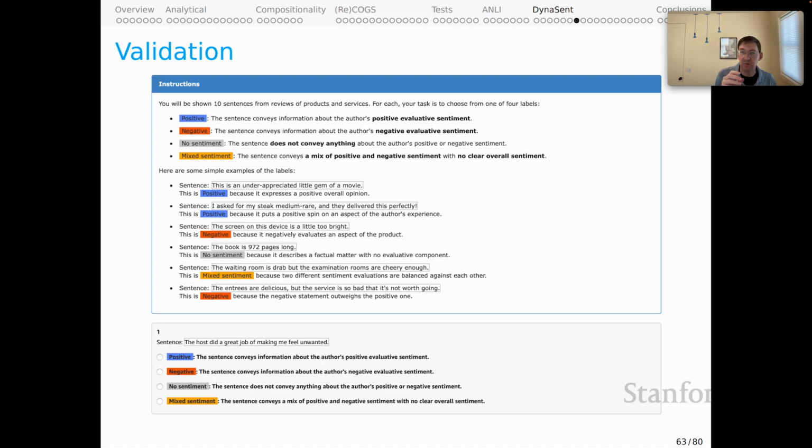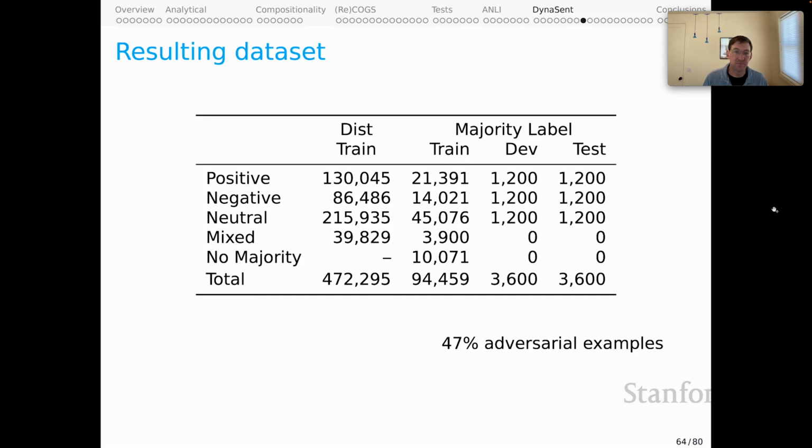This slide is showing you the interface that we used. The code is actually available in the project repository. And you can see at a high level that reviewers were making a choice about whether a sentiment had positive, negative, no sentiment, or mixed sentiment labels. Each example was validated by 5 workers. And the resulting data set is quite substantial. This is a kind of summary of the numbers.